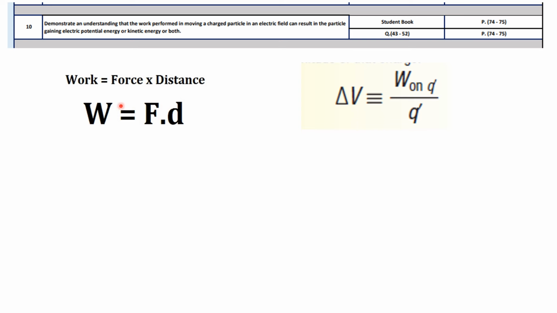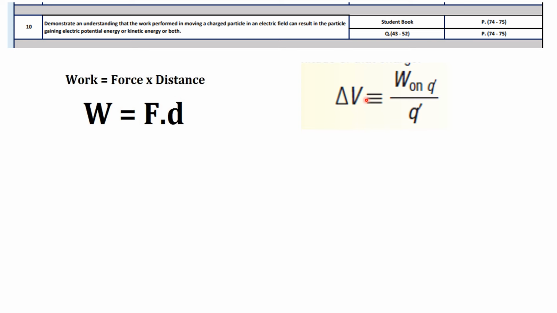So you already know that work, what the unit is joule. So work is equal to the force F multiplied by the distance. So F in Newton and distance in meter. Okay, so that's one equation, which is the work.